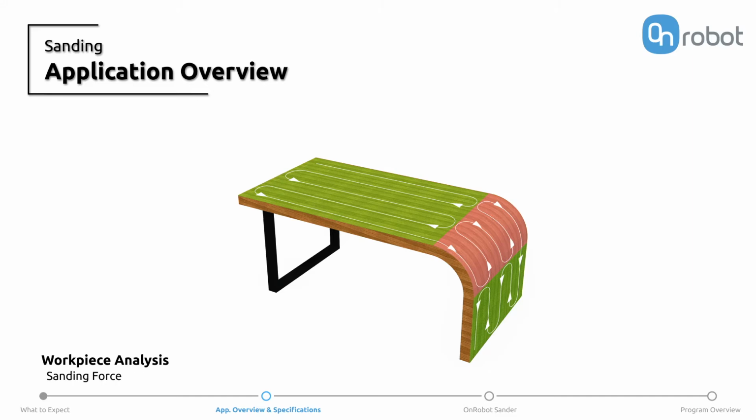It is also important to apply just enough force to let the sanding tool do its job. Too much force will slow down the sander, create scratches, and decrease the life of the abrasive used. For this workpiece, we will need a robot to apply a force of 15 newtons.